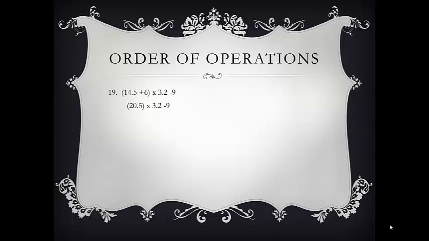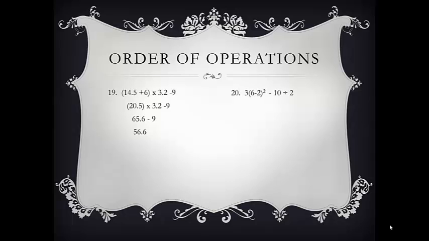I don't have any exponents, so the next thing I'm going to do is multiply 20.5 times 3.2. I do not have to line up the decimals when I multiply. When I multiply those two numbers, I get 65.6 minus 9. Again, I need to line up the decimals when I subtract, so the 9 will go under the 5 in 65. And when I subtract those, I get 56 and 6 tenths.